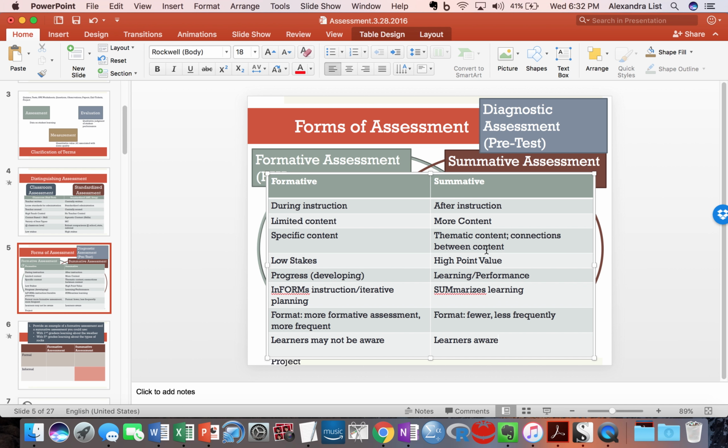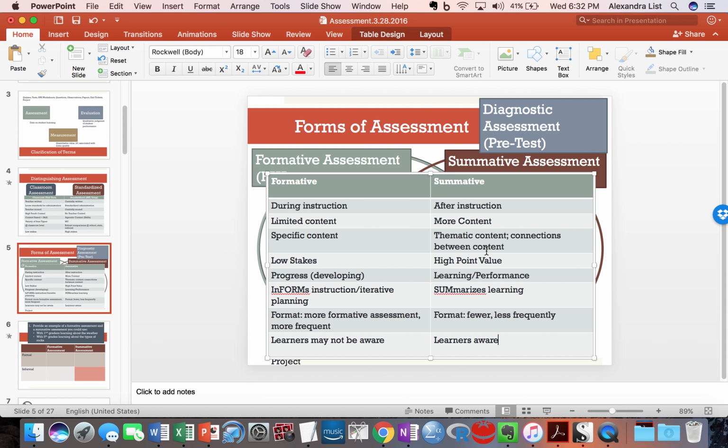And sometimes, in fact, particularly with older students, we ask students to prepare for summative assessment. So you would study for a test, or you would study for a quiz, or you would spend some time writing your paper because you know you're being graded on it. So learners are very aware of that assessment. So it feels high stakes for them.